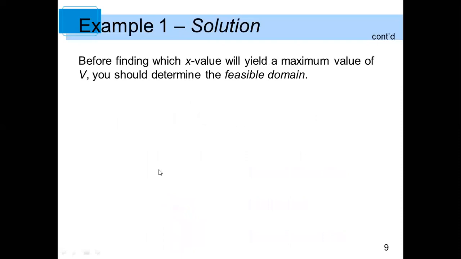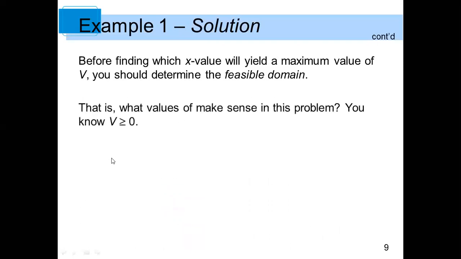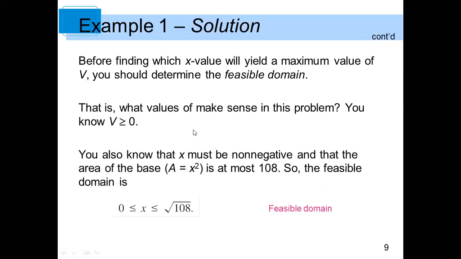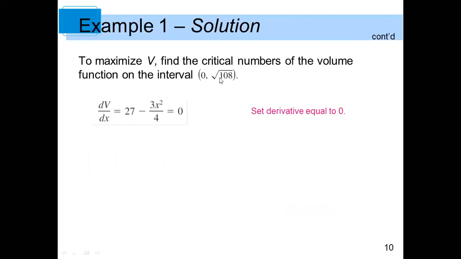Before finding which x value will yield a maximum value of V, you should determine a feasible domain. In other words, what values make sense in this problem? Well, you know that the volume has to be greater than 0, because if your volume was 0, that wouldn't be very helpful. You also know that x must be non-negative, so that the area of the base, x squared, is at most 108. So the feasible domain is that x should be between 0 and the square root of 108. If you made x bigger than the square root of 108, it would force the height to be negative to make the formulas work out, but height can't be negative in a real-world situation.